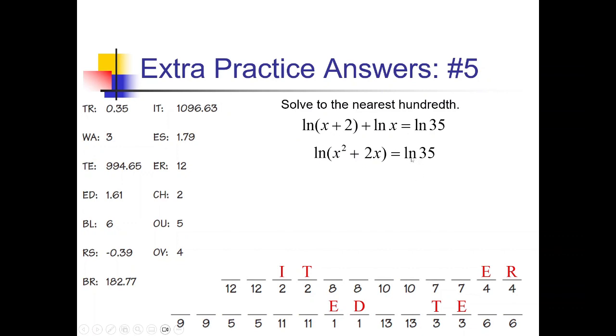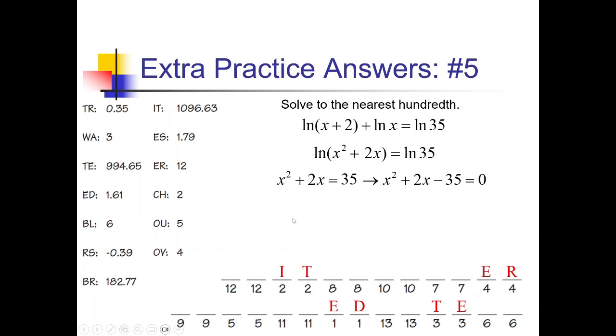Since I have a single ln on each side and that's it, I can raise e to both sides. That'll cancel out my ln's and leave me with just x squared plus 2x on the left side and 35 on the right side. Now this is a quadratic, so I'm going to try to factor it to solve it. First I need to move that 35 over to the left, so subtract 35. And now I'm looking for factors of negative 35 that add up to 2. So we've got 1 and 35, that doesn't work. The only other possibility is 5 and 7. If I have negative 5 and positive 7, that would give me a positive 2 in here.